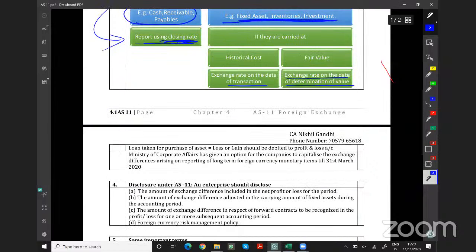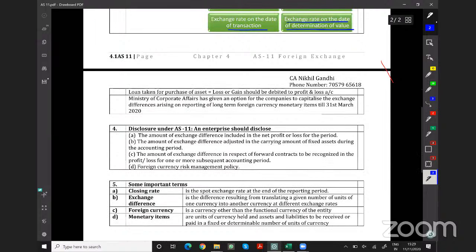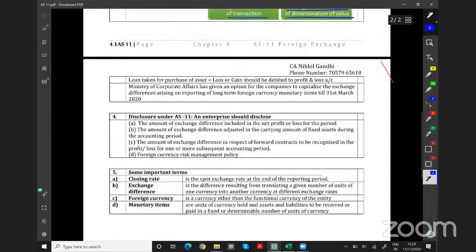Agreed? So, loan taken for purchase of an asset. Any gain or loss should be debited to profit and loss account. We will understand this when we calculate AS 16. And we will jump on to AS 16.